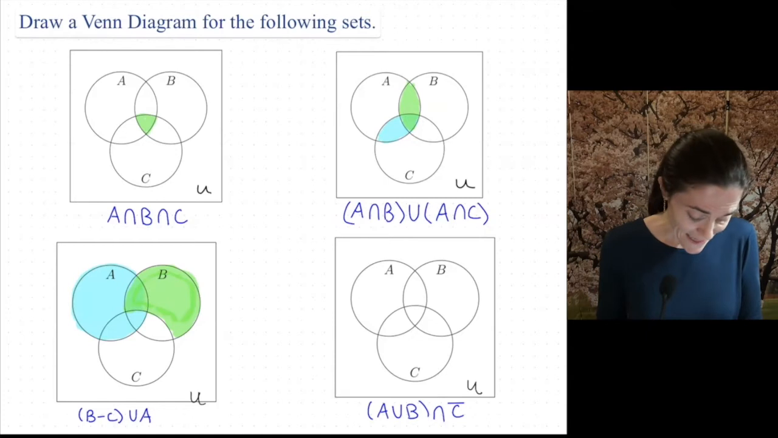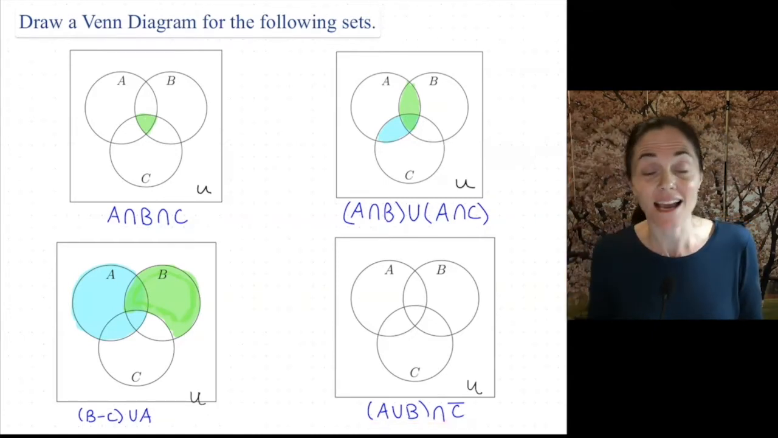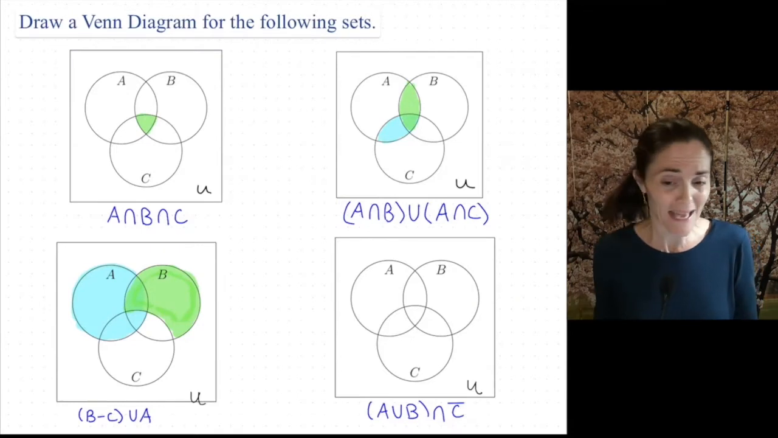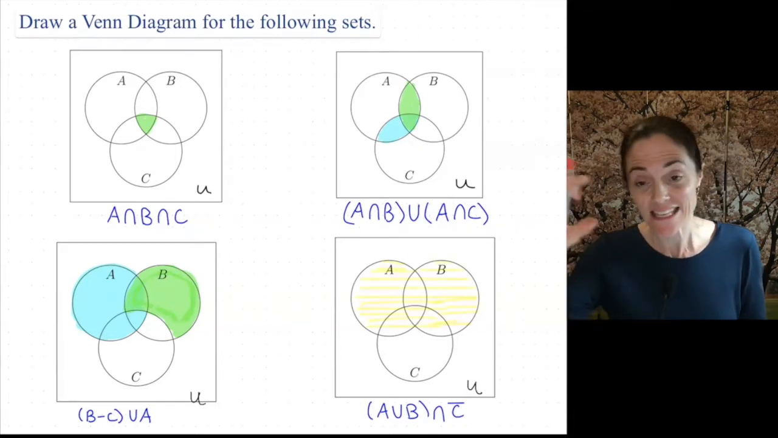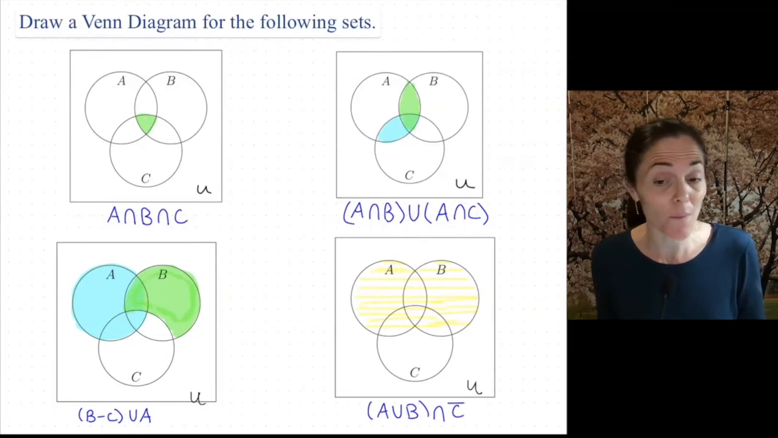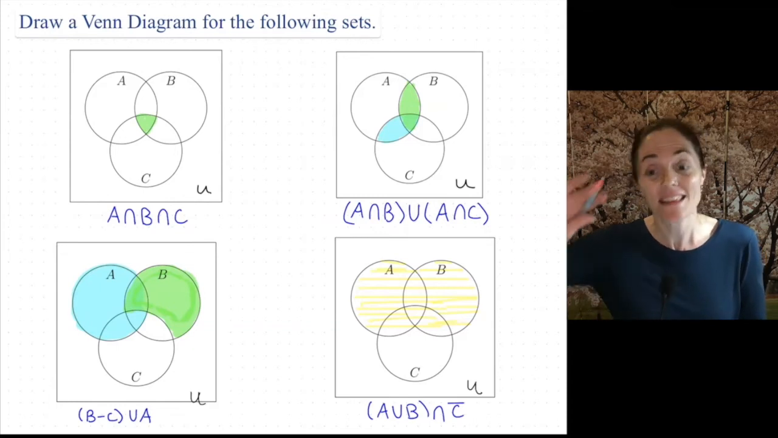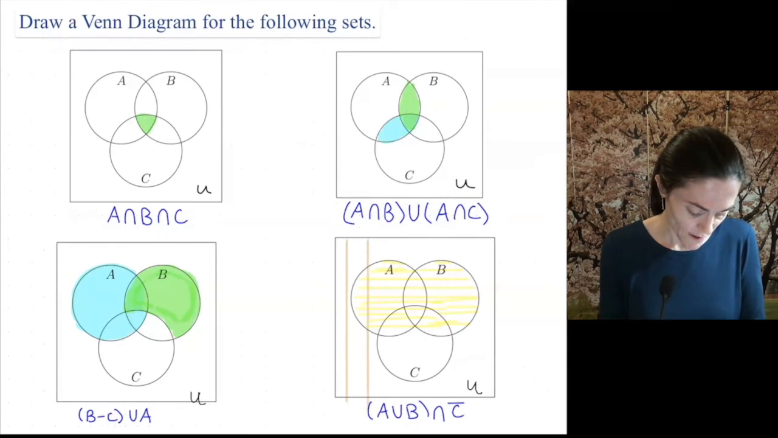Now this is an intersection, so I'm going to first draw lines kind of like I did on the board when we only had two sets. So first I want A union B. This is A union B, at least in lines, and then I will shade once I have my final answer. Then I want to intersect with C complement. This is everything not in C. So let's put vertical lines for everything not in C.